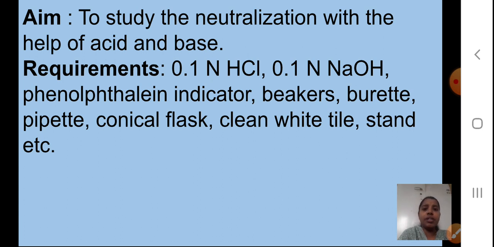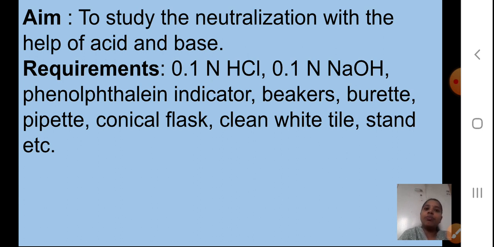What are our requirements, students? 0.1 normal HCl, 0.1 normal NaOH. HCl is hydrochloric acid, so it's an acid. NaOH is sodium hydroxide, which is your base. Phenolphthalein indicator. You already know how phenolphthalein indicator looks. In our lesson I have shown you the picture also for the phenolphthalein indicator. Then we are going to require beakers, a burette, a pipette, conical flask, clean white tile, stand, etc.